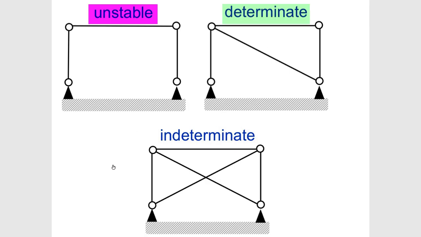If we add another unknown to the system, now we have more unknowns than equations, and so the system becomes indeterminate. It doesn't mean that it's not in static equilibrium, just that the equations of force and moment balance alone are insufficient to solve for the unknown reactions and forces.